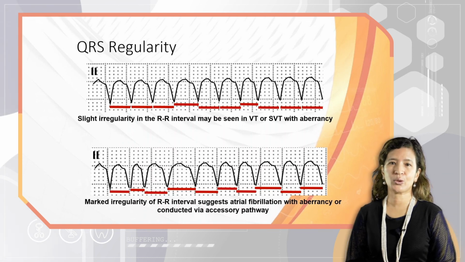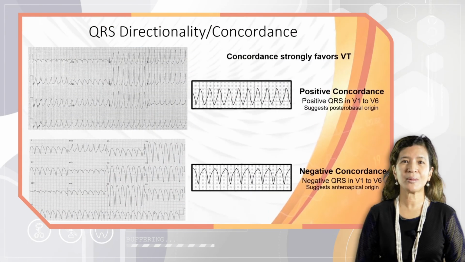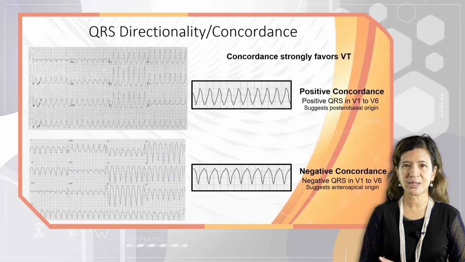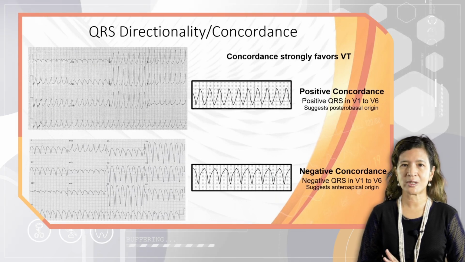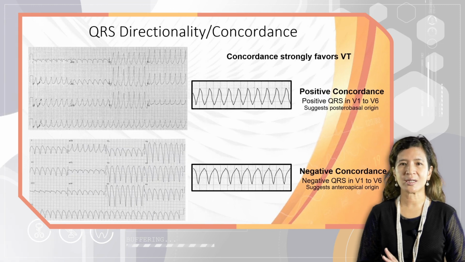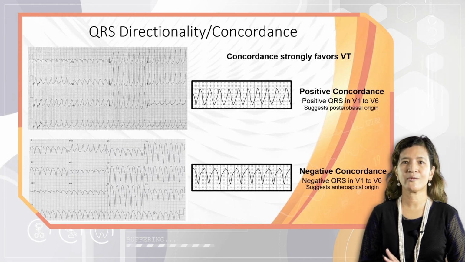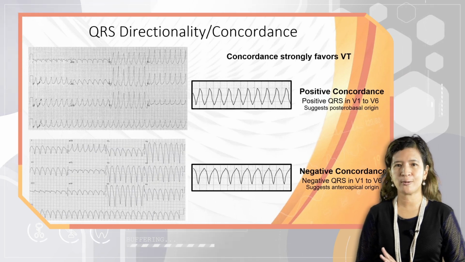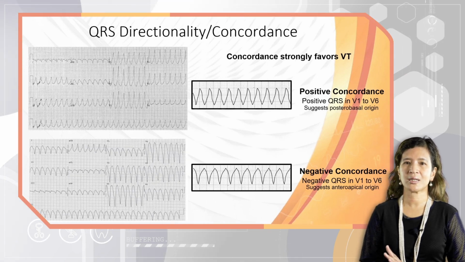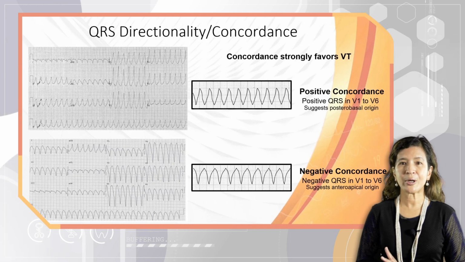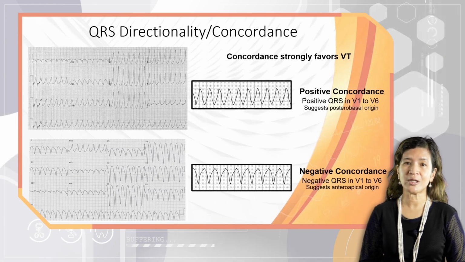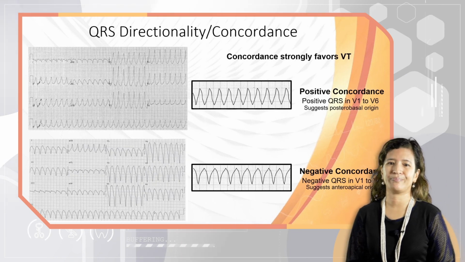Now let's talk about concordance. Concordance means agreement in the direction of the QRSs when you look from V1 to V6. If all QRSs point upward, that is positive concordance. If all QRSs are pointing downwards in V1 to V6, that is negative concordance. The presence of either favors more of VT over SVT with aberrancy.